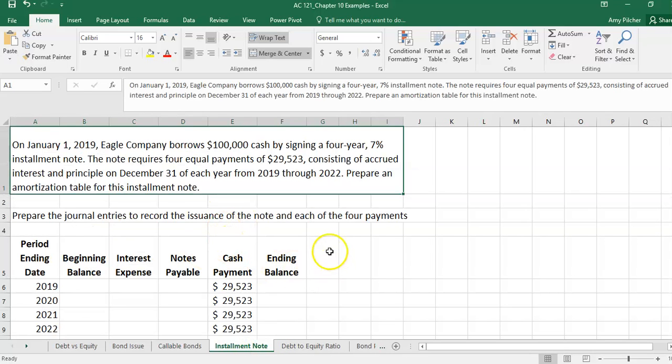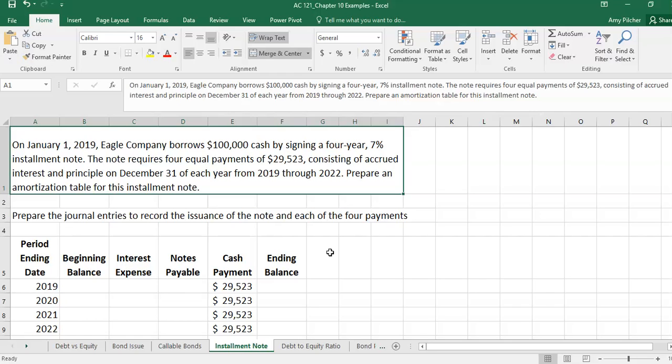This example looks at an installment note. An installment note is a liability where we make the same exact payment every single period. Examples of installment notes are a mortgage for a house or a car payment. Those are the types of loans that generally have a set payment that you pay every month that is a portion of principal and interest.